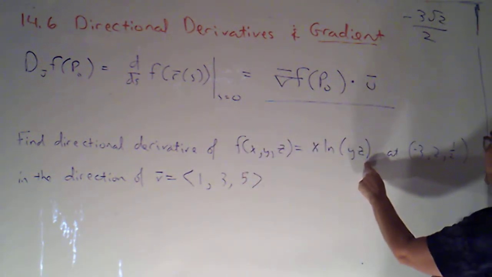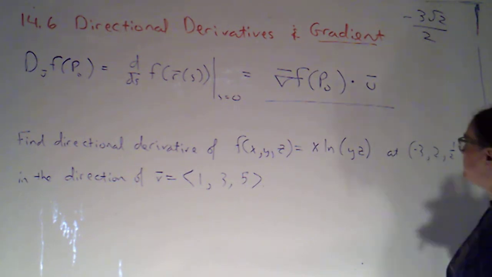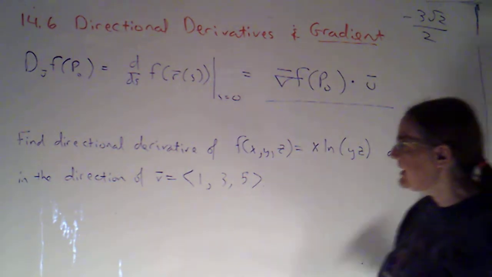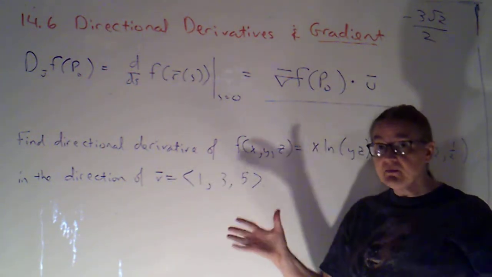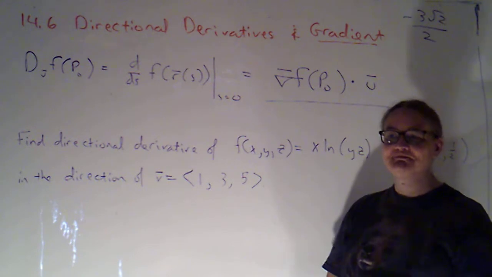x times the natural log of yz, at the point negative 3, 2, 1 half, in the direction of this vector v, 1, 3, 5. Okay, so pause the video, give that a shot, and then tune back in.